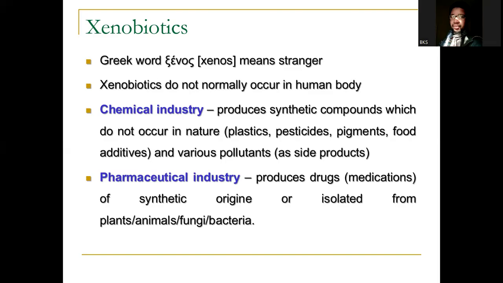Okay, so what are the sources of these xenobiotics? These xenobiotics are mostly foreign substances. So drugs come from pharmaceutical industries, both the isolated and the synthetic. The body does not know them, so when you take them, the body doesn't know them. You can have chemical substances, maybe some synthetic compounds produced from chemical industries, plastics, pesticides, pigments, and you can also have food additives that come from food industries.